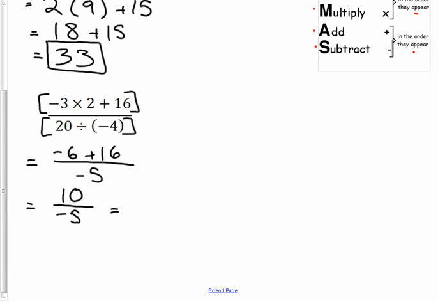And then finally, now that I've got a single number in my numerator and a single number in my denominator, I can do that division. 10 divided by negative 5 gives me negative 2. And there, my expression has been evaluated because my answer is a single number.